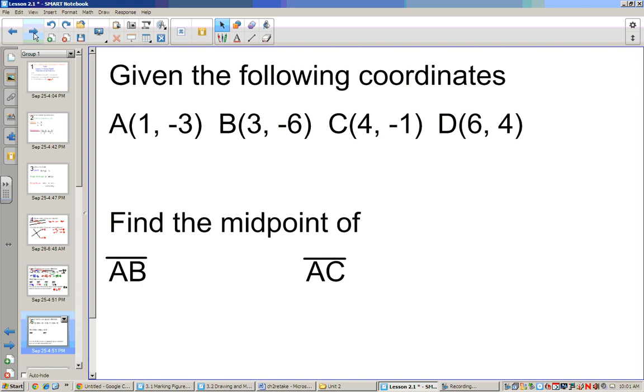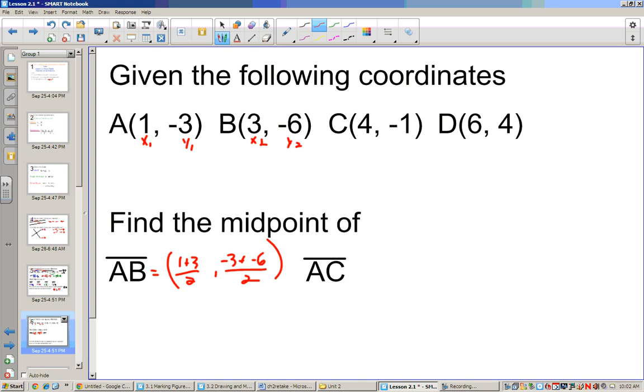All right, now if we want to find the midpoint, the point that's exactly in the middle of (1, -3) and (3, -6), what I do is add my x's, here's x1 and x2, and divide by 2. So 1 plus 3, divide by 2, and then you add the y's, -3 plus -6, and then you divide that by 2.